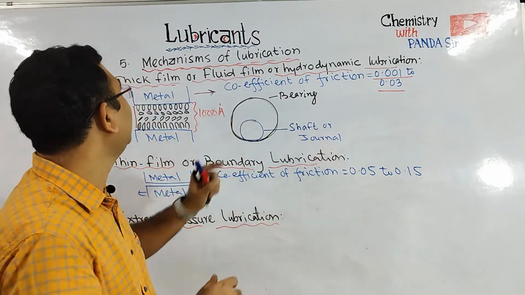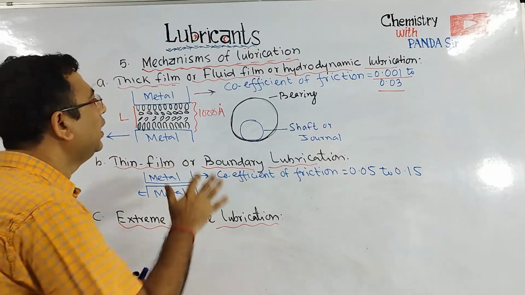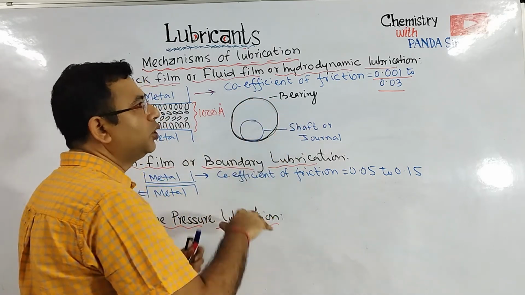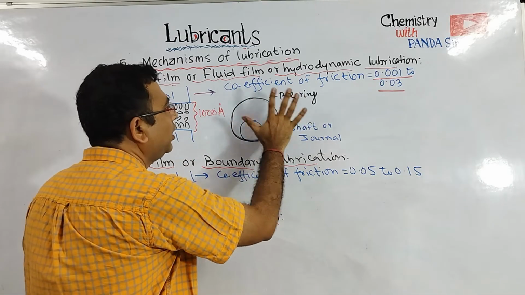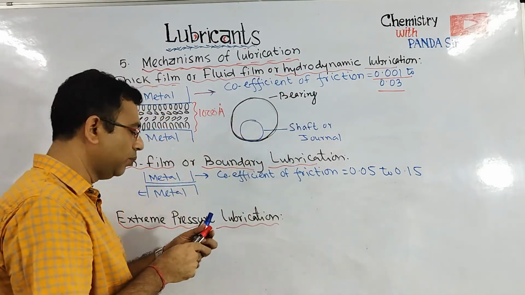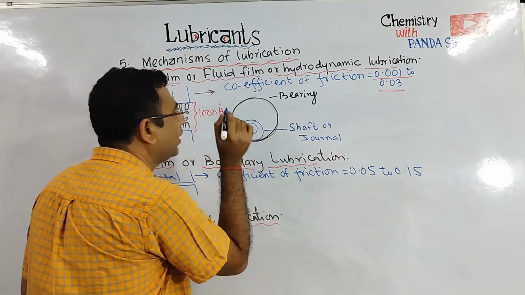Now, to understand this thick film lubrication mechanism in a much better way, I took an example of the rotation of a shaft or journal. You can see this bearing on the outside, and inside there is a shaft, and we know that the shaft or journal will rotate inside that.